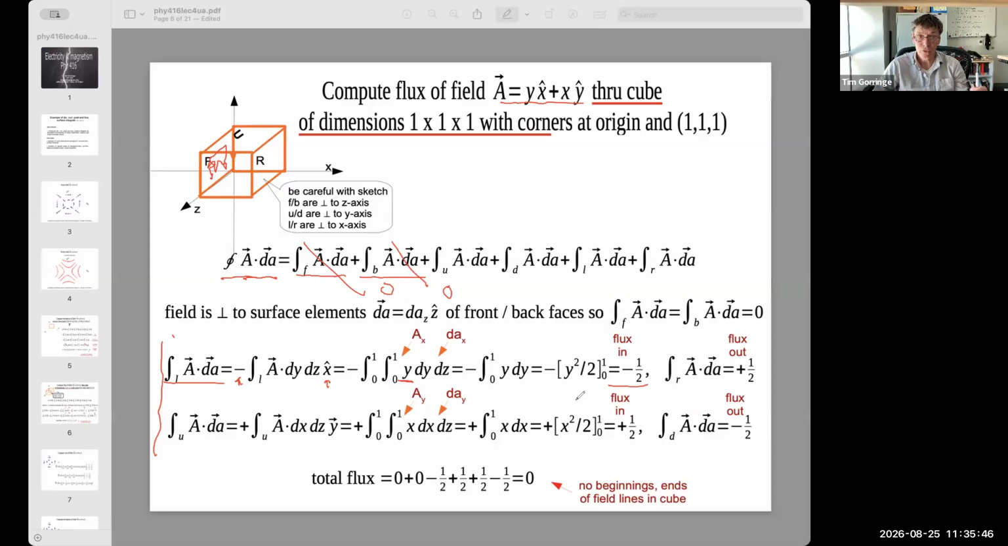It's actually into the cube. That's what the minus sign is saying. And its size in some units is 1/2. I then did exactly the same calculation for the right face.